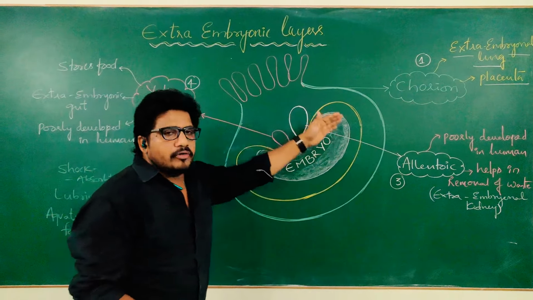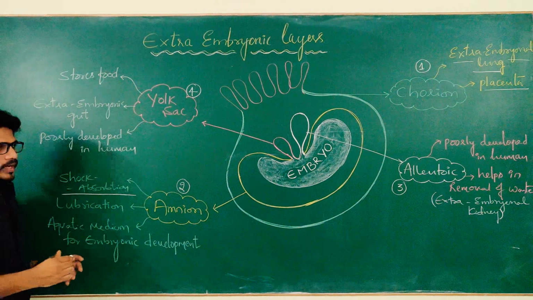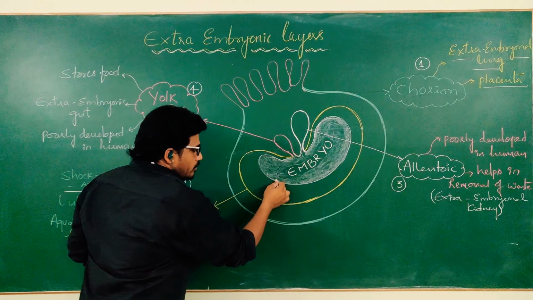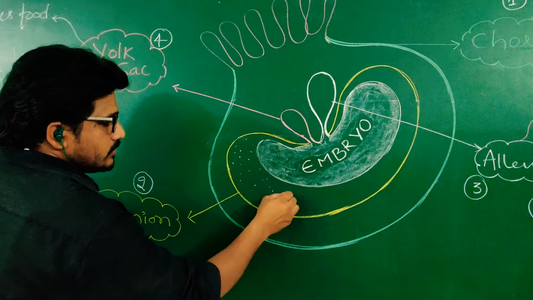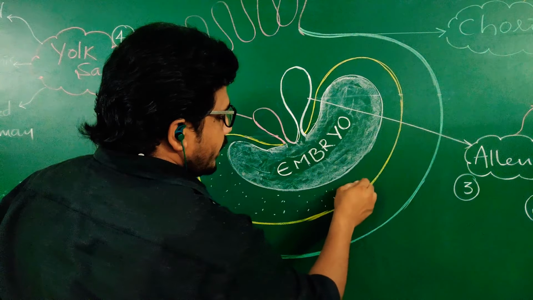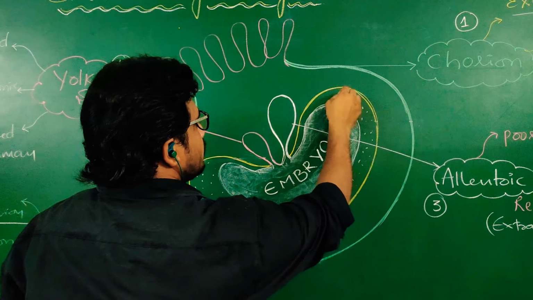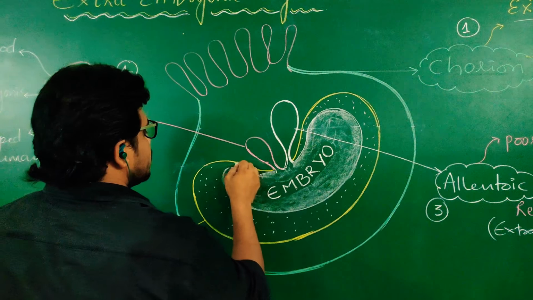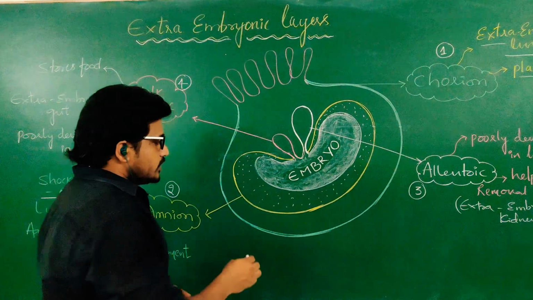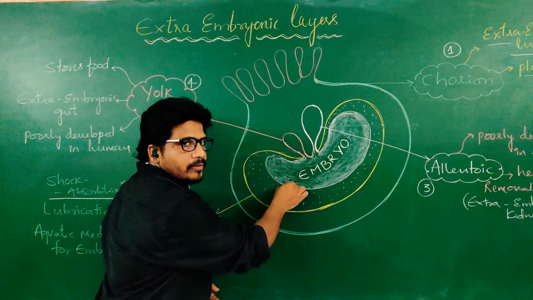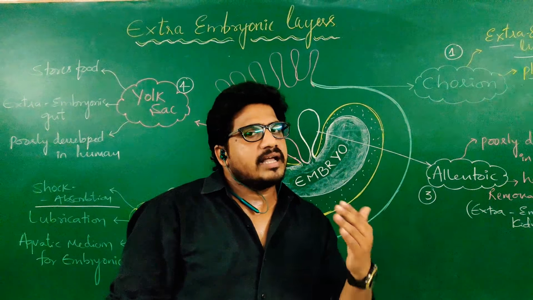Now, what is the second one? Amnion. Below the chorion, the amnion is present. This amniotic layer acts as a shock absorber. Why? Between the embryo and the amniotic layer, there is some fluid present. What is this fluid? Amniotic fluid. A very important question, which I have observed many times from the PMT point of view: amniotic fluid is produced by whom? Do you think the amniotic layer or the embryo? The answer is both. Amniotic fluid is secreted by the embryo as well as the amniotic layer.